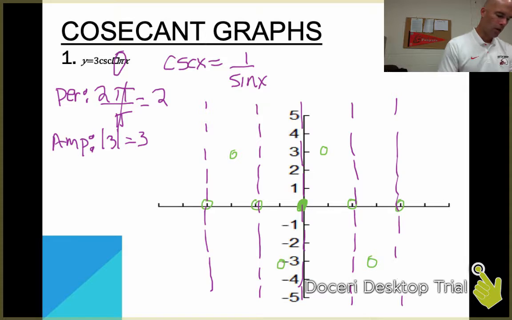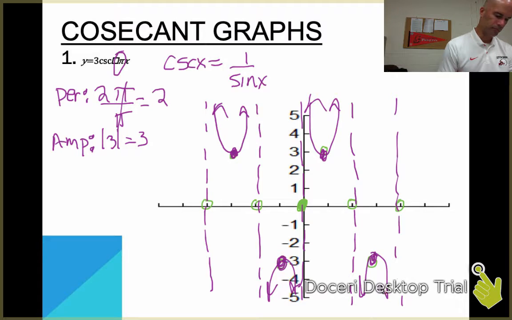Now normally the sine graph would look like this, right? But since it's the reciprocal function, we're going to go the opposite way. So I'm going to have a point right here, but this is going to go up. Down here, this is going to go down. Right here, this is going to go up. Right here, this is going to go down.